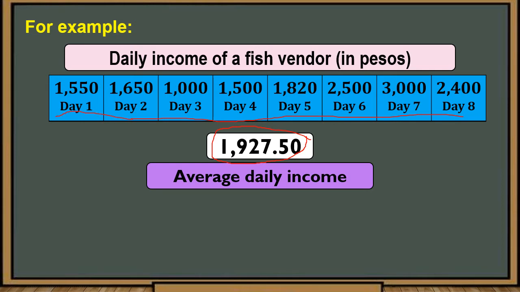If your father is a fish vendor and he is asked how much he earns for a day, of course you might not answer with these values, because these are different values from day 1 to day 8. You just get the average from day 1 to day 8, and you will say, for example, that your father earns 1,927 pesos and 50 centavos for a day. That is just an example.